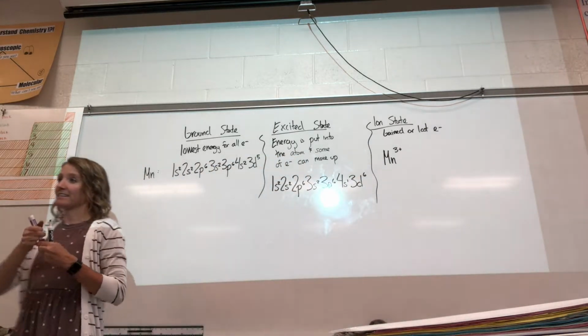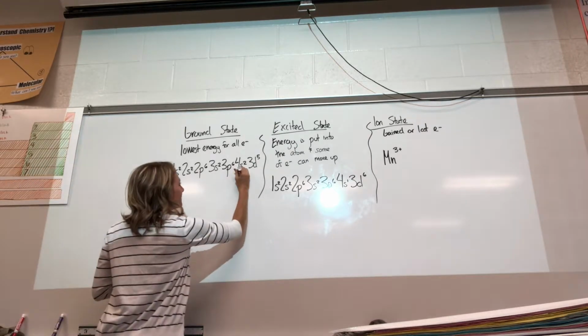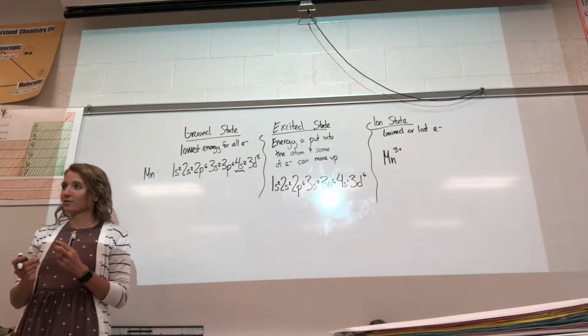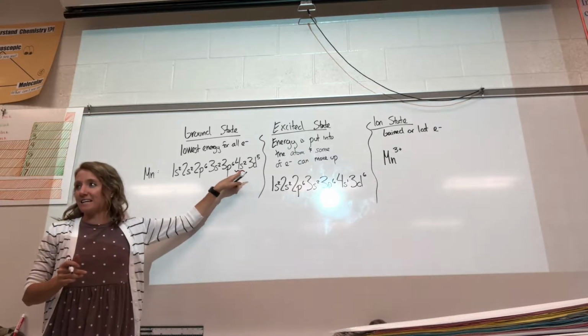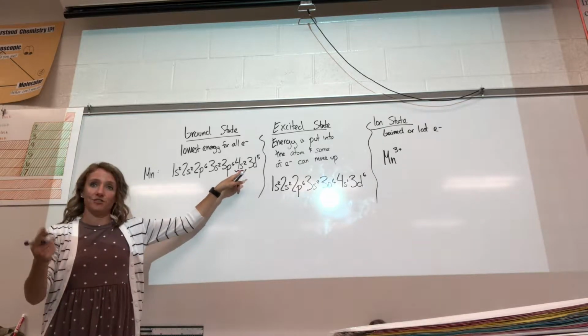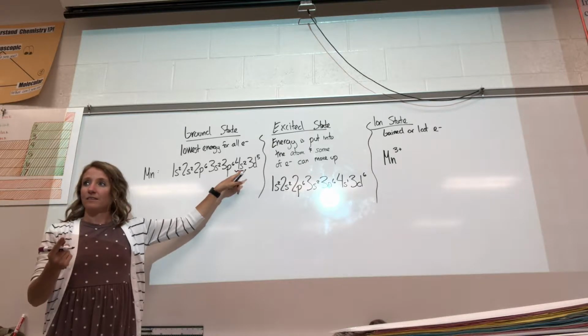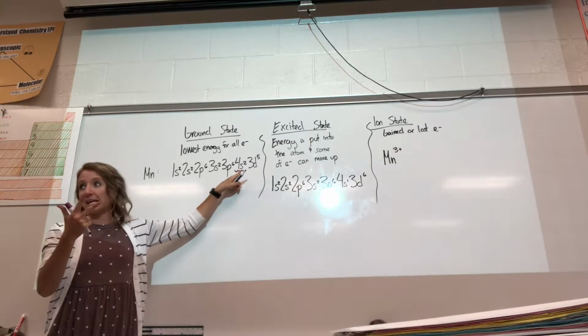You take away the 4s. So these ones get removed first, because 4 is the highest in number, so that's my actual valence shell. So we need to take away 3.